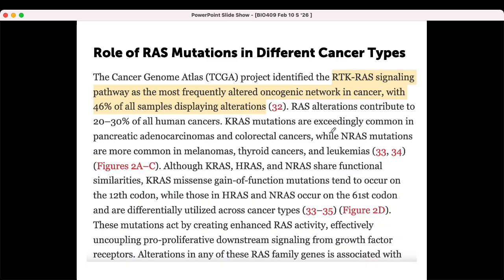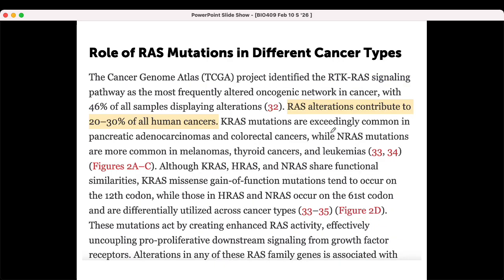And down here it's naming Kirsten RAS and Harvey RAS, and I don't even know the other, NRAS. You'll see that those will come up, and then it says here, RAS alterations contribute to 20-30% of all human cancers. So we don't need to learn the details of the different RASes, but remember how we've already talked about breast cancer, and now do you know that there's ER positive breast cancer versus ER negative breast cancer? As we go into this part 4, we'll see lots of examples of that, where they'll say, RAS is mutated in 30% of all cancers, but it's not 30% of every kind of cancer.